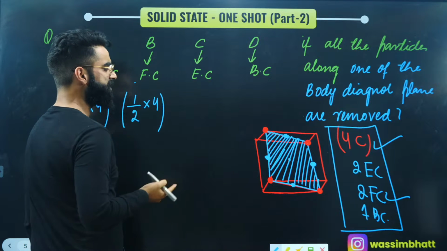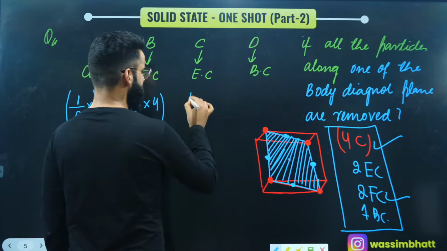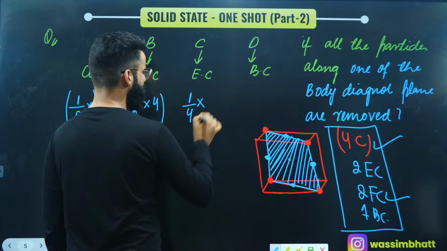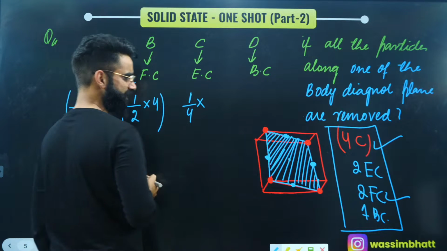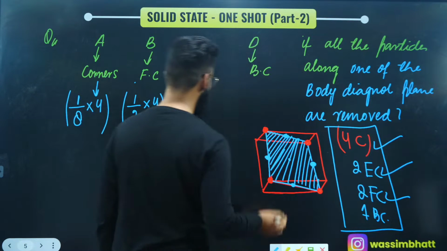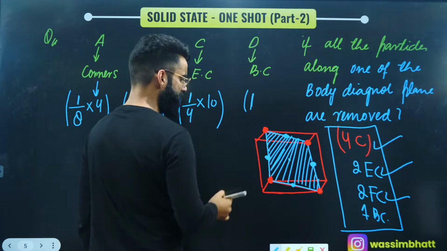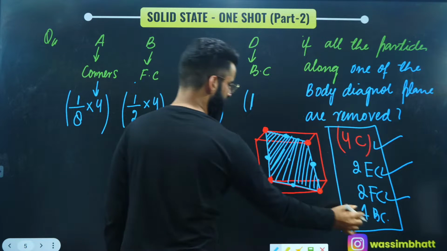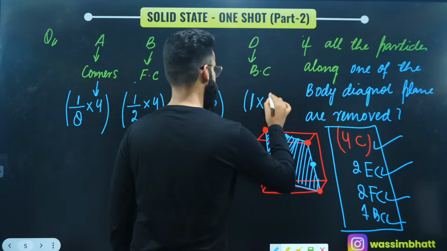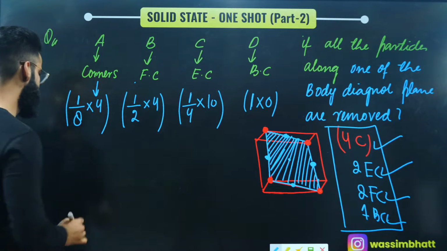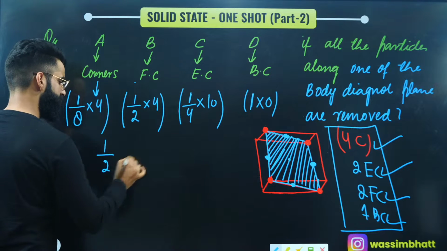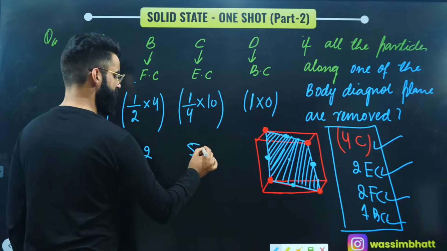C particles are present at the edge centers. The contribution of the edge-centered particle is 1/4. Total, there were 12 edge-centered particles, but you are removing 2, so I'll be left with 10. The contribution of the body-centered particle used to be 1. There was 1 body-centered particle, but you are removing that as well, so I'll be left with no body center, right? So this value comes out to be 1/2, this value comes out to be 2, and this value comes out to be 5/2, right?